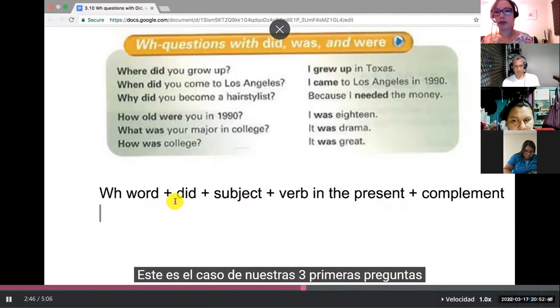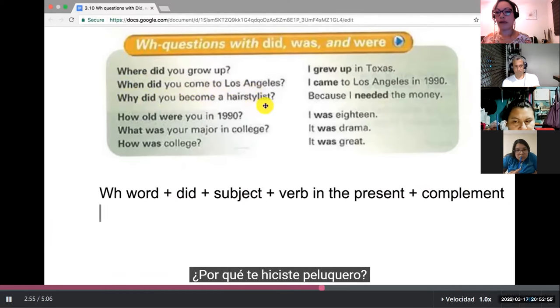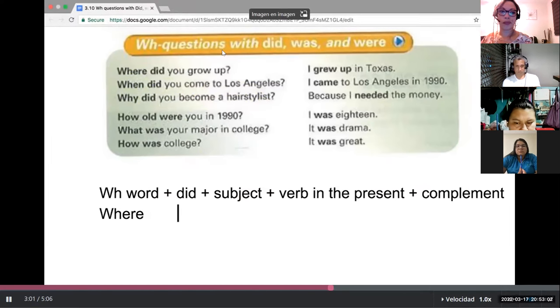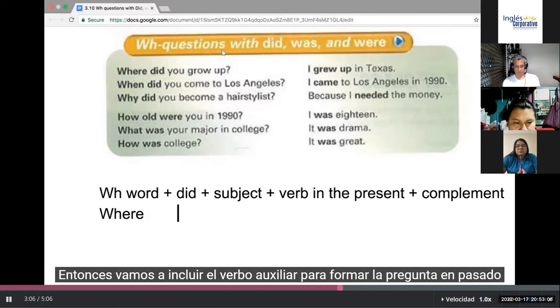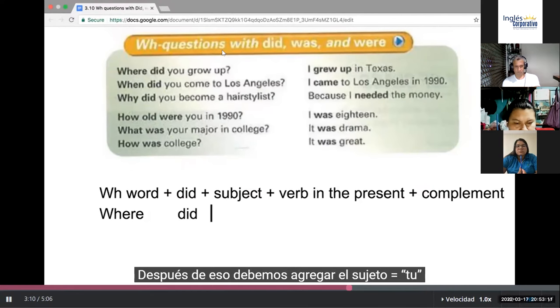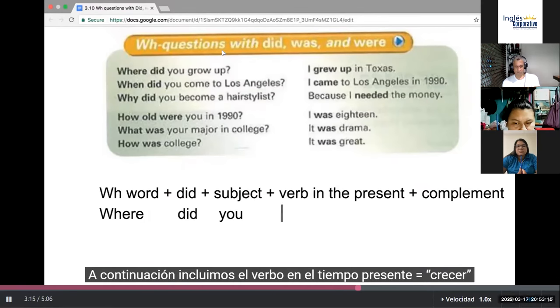This is the case of our first three questions. Where did you grow up? When did you come to Los Angeles? Why did you become a hairstylist? First, we're going to add a WH word, where. Then we will include the auxiliary verb to form the question in the past, did. After that, we need to add the subject, you. Next, we include the verb in the present tense, grow up.